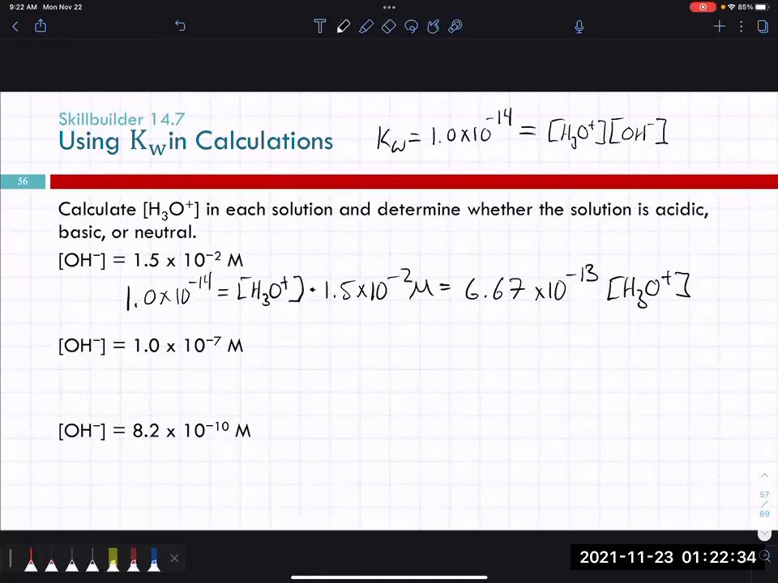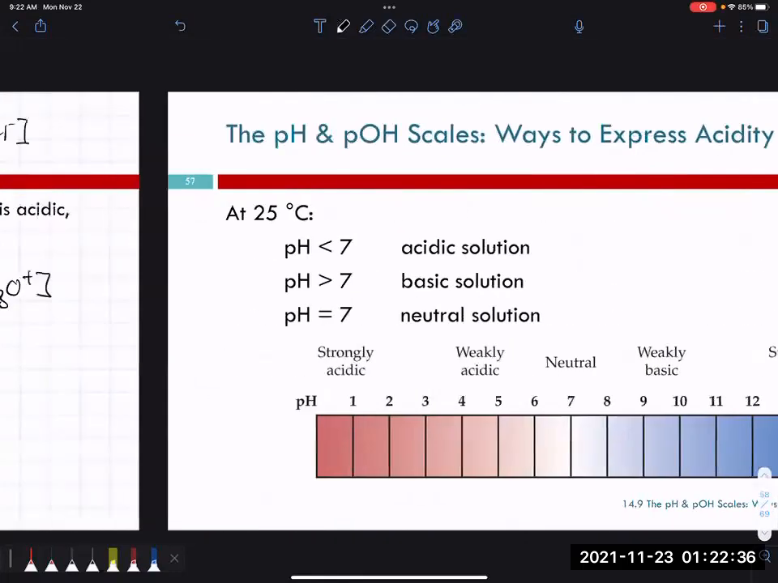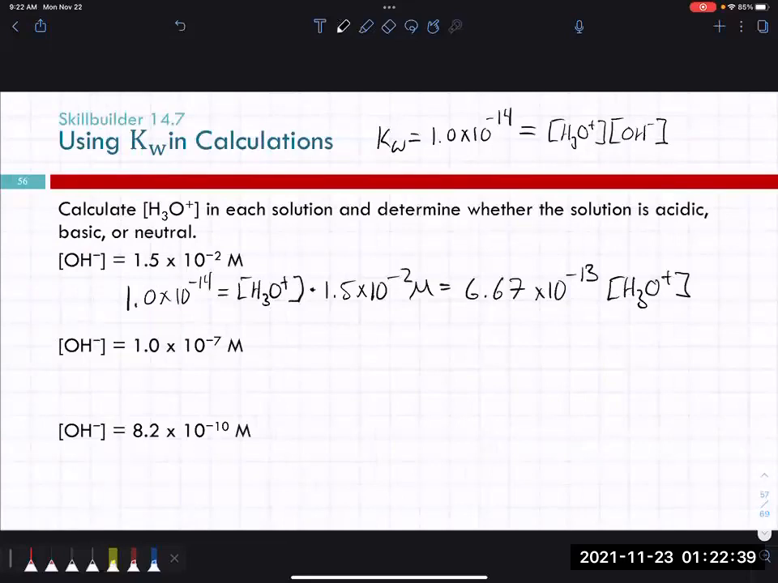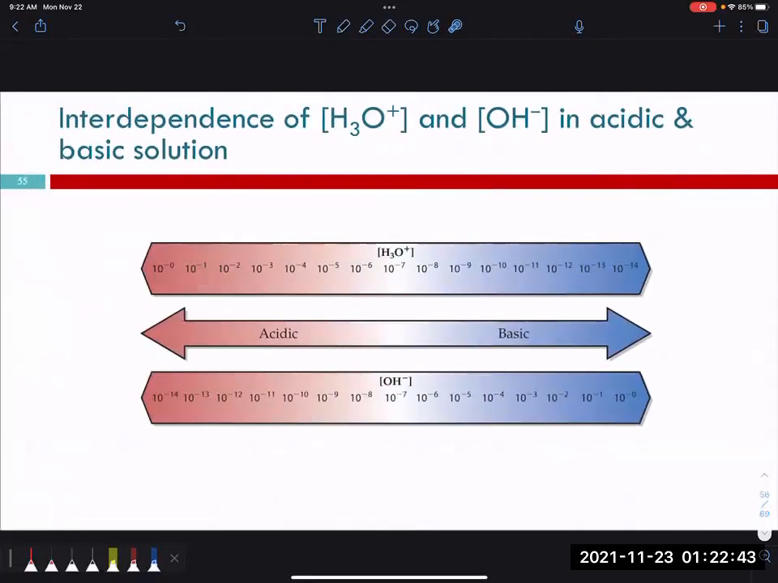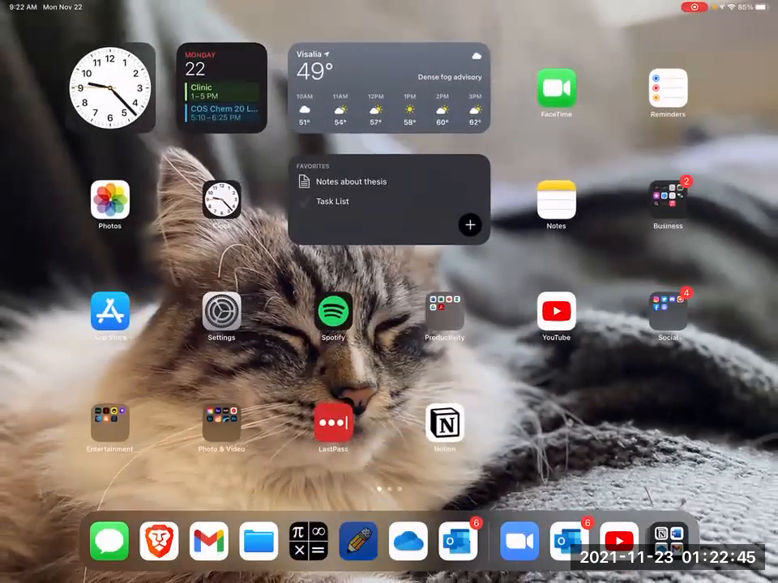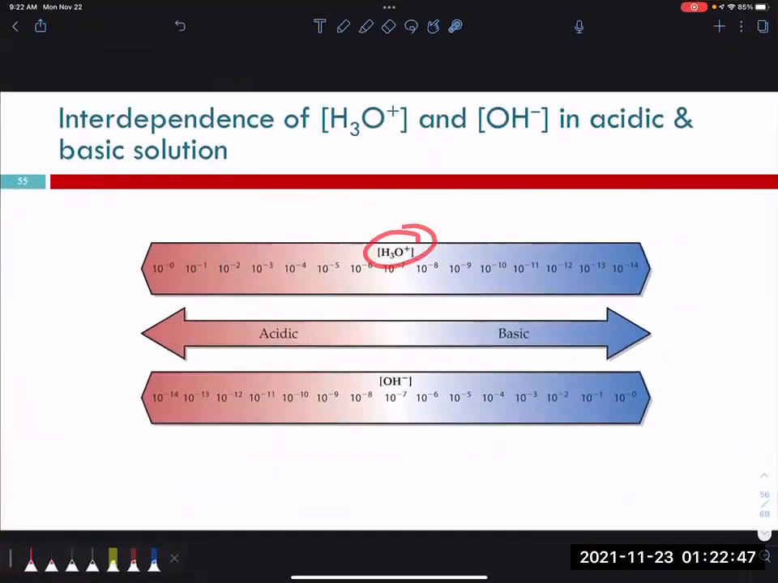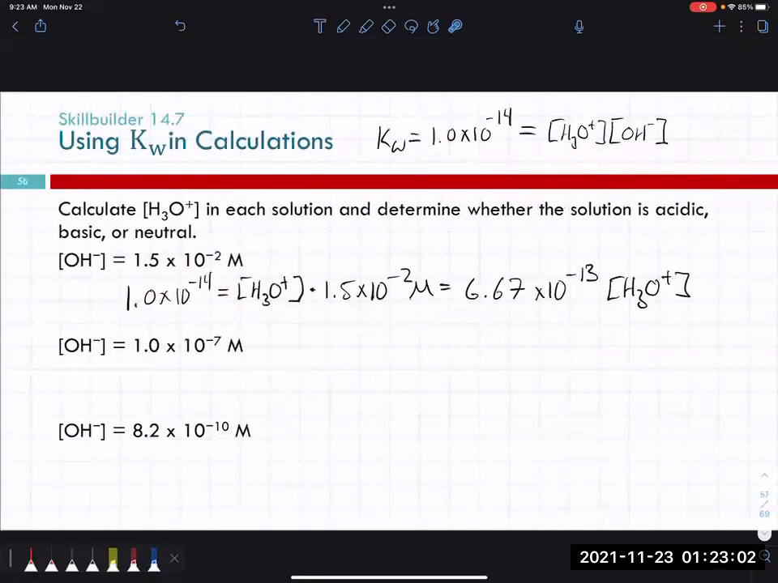So we can go back to our scale and say, okay, we're looking at H3O plus at times 10 to the negative 13, which is a very, very small number. You'll notice that it is right across from times 10 to the negative 2. So this is a basic solution, whether you look at it from the acid or the hydroxide, or the acid or the base.